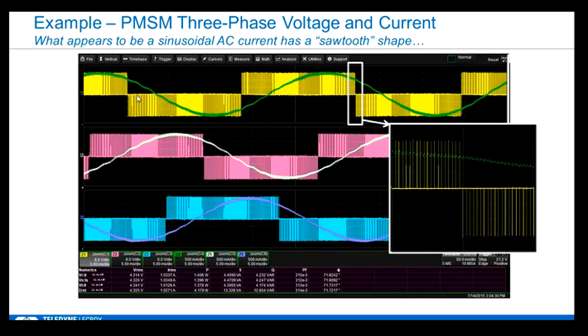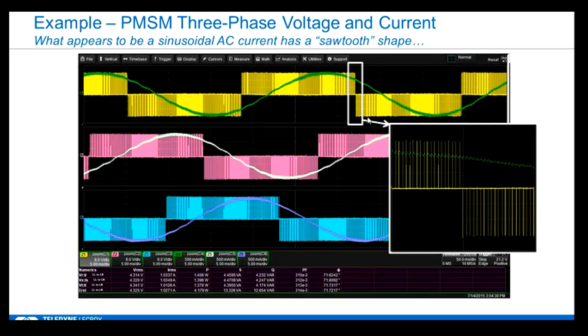And what it looks like realistically, if I were to capture all these waveforms, so we talked about a sinusoidal modulated drive. This is what it looks like. This is a permanent magnet synchronous motor. It's three phase. This is my first phase set, second, and third. I'm measuring voltage line to line here, which is why it's going high and then low, and then this is my current waveform right here.